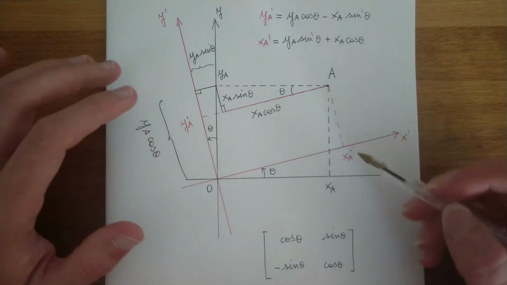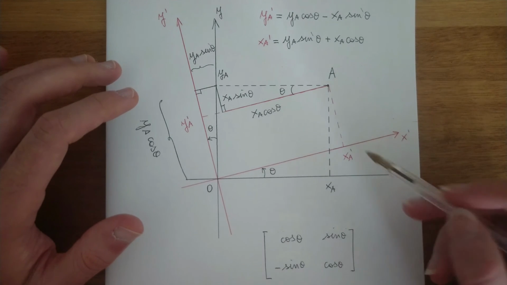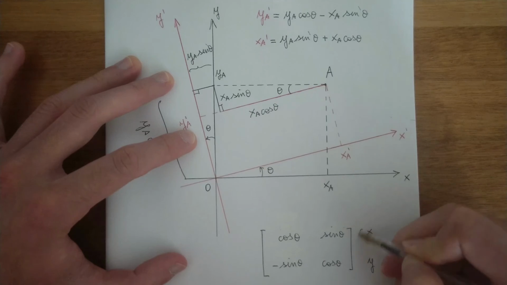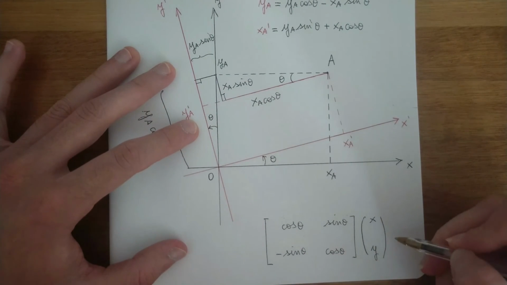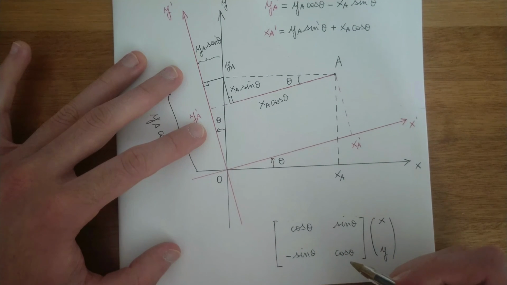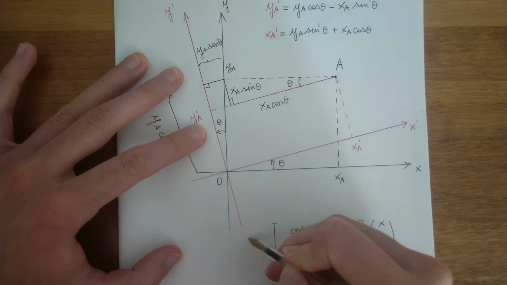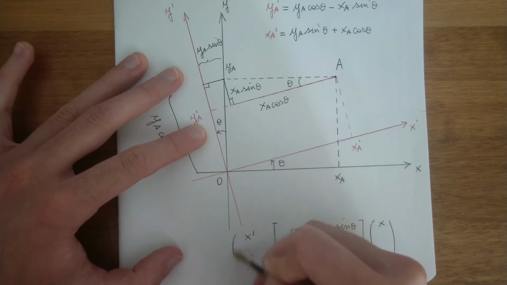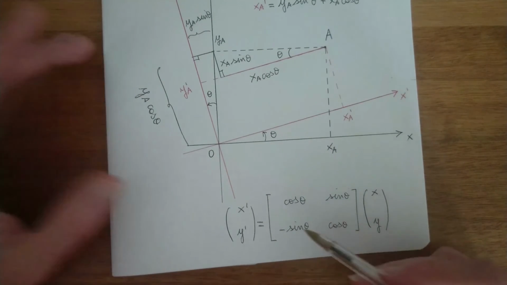Now let's consider a generic vector x and not A anymore. So this is our vector, and this product gives us the new coordinates that we can write as x prime, y prime. And this is our rotational matrix.